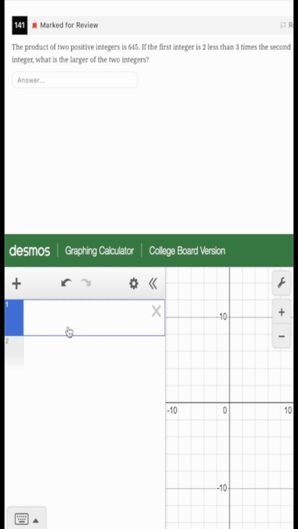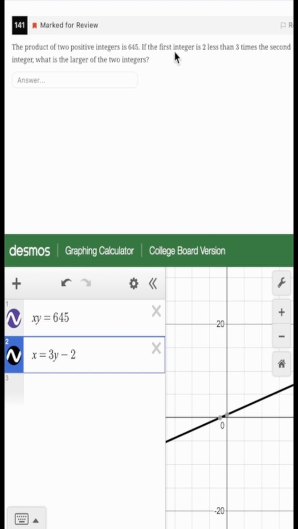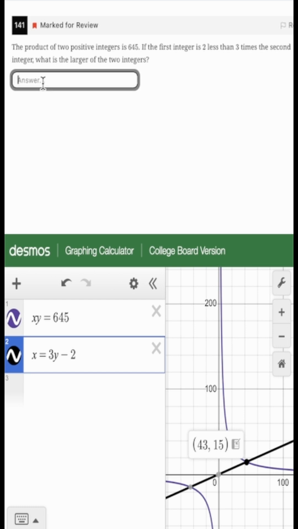So immediately you see 2 equations. One is x times y equals 645, x being the first integer and y being the second integer, and another equation, x equals 3y minus 2, because the first integer equals 3 times the second integer minus 2. And it's asking for the product of 2 positive integers, so you look at the positive side. And the answer is where these cross, 43 and 15. So your answer is 43.